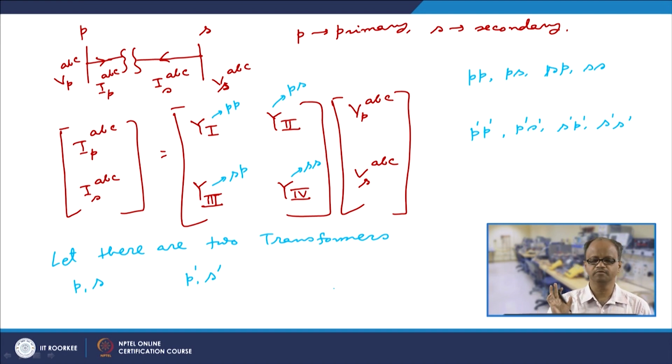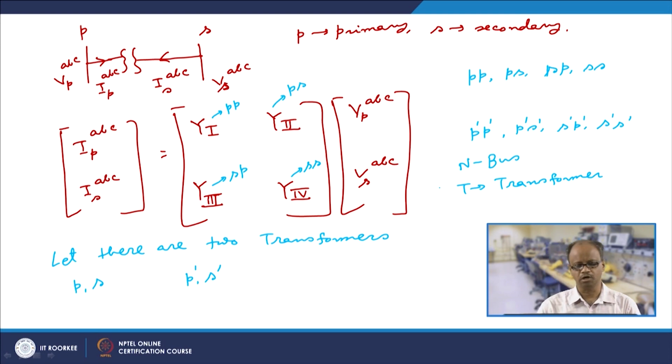So given an n bus system with, let us say, T transformers, we will first simply remove these T transformers and form the Y bus reduced matrix. Then corresponding to each transformer we will look at the 2 buses where it is connected, and simply add the 4 transformer sub matrices at those locations, as discussed here.